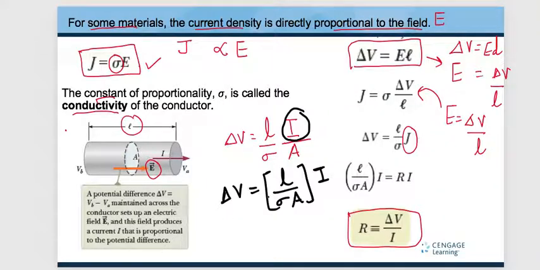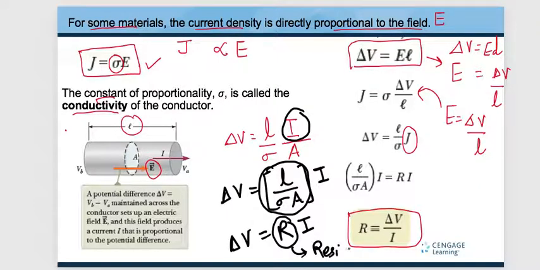Now this L is constant for a given conductor, sigma is a constant we defined as constant, A is constant. So that means this whole thing which you see here in the brackets is a constant, and we replace that by R. So our equation becomes delta V is equal to RI. This R is called resistance. So just now we can see we started from the definition of current density and we reached the formula of resistance, and basically we derived Ohm's law.